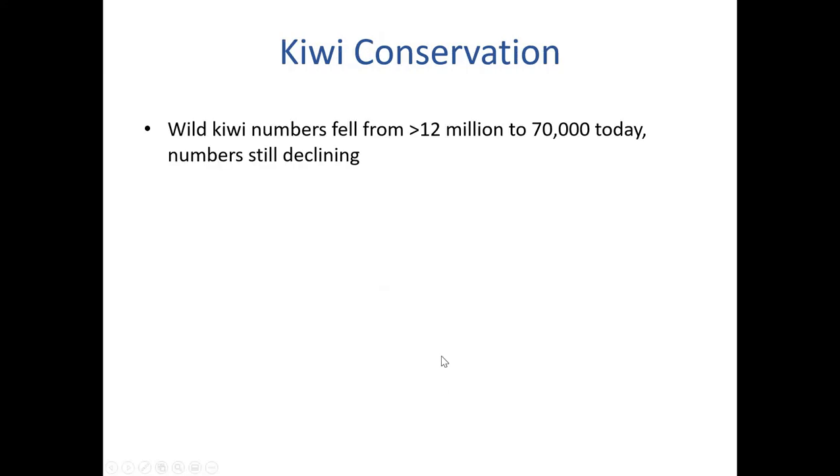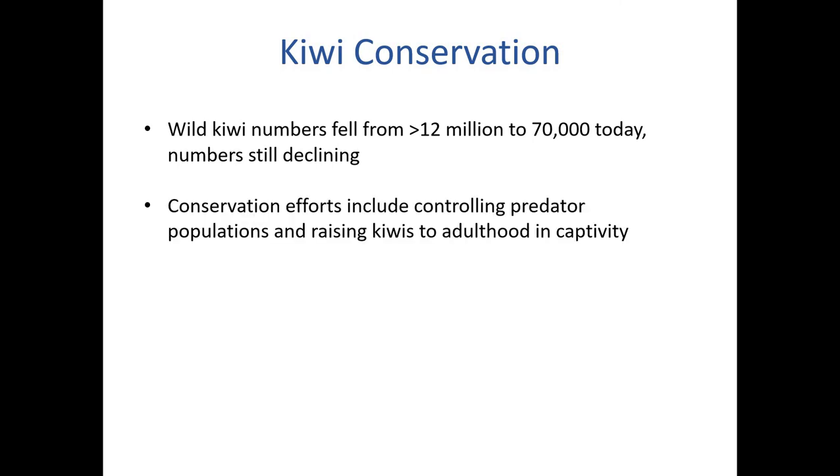Wild kiwi numbers have fallen from more than 12 million before the introduction of these predatory species to only around 70,000 today, and the numbers are still declining. Of course, New Zealand has undertaken conservation efforts, and these include controlling the predator populations, as well as taking eggs, if they find them in the wild, into captivity and raising the kiwi chicks to adulthood there to protect them from predation while they're young.